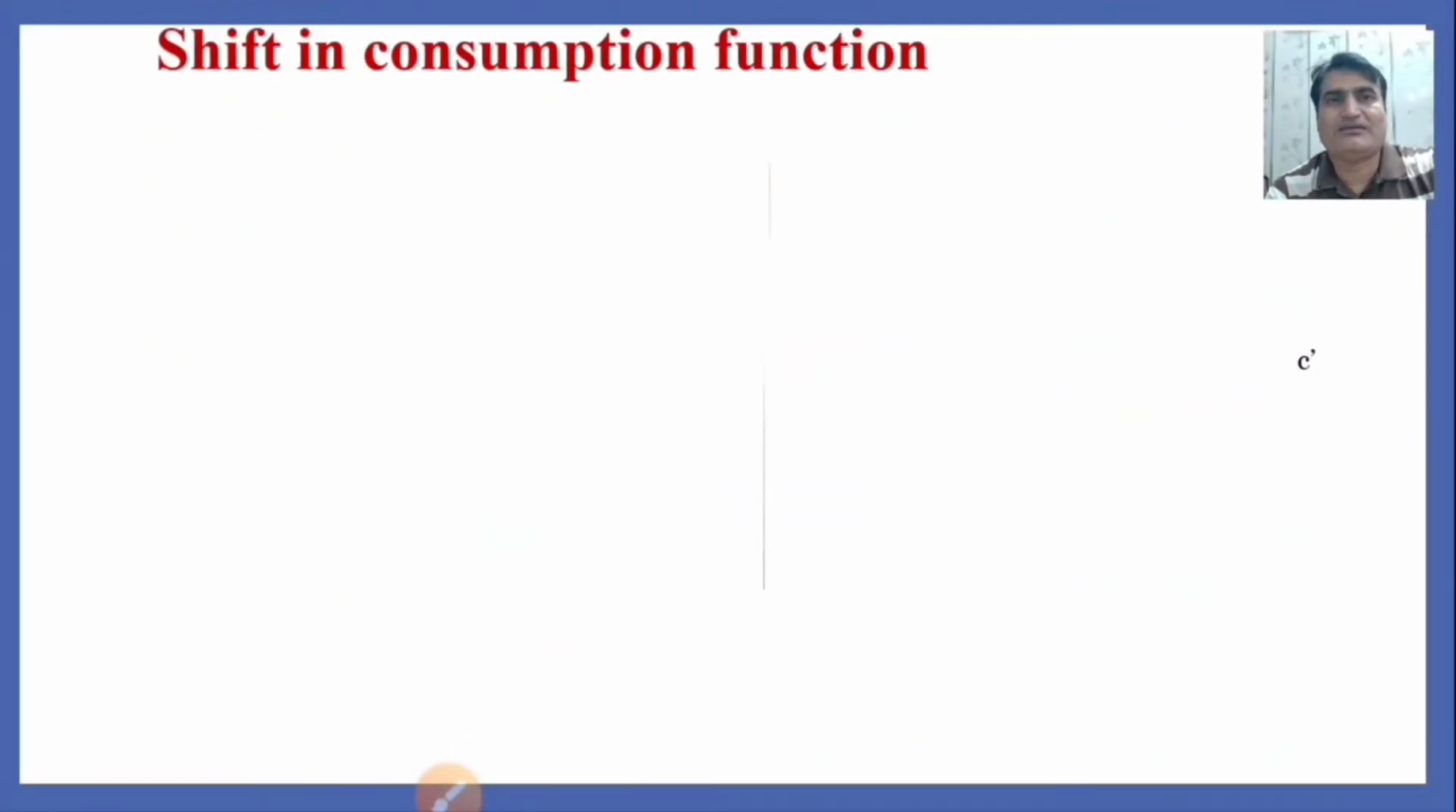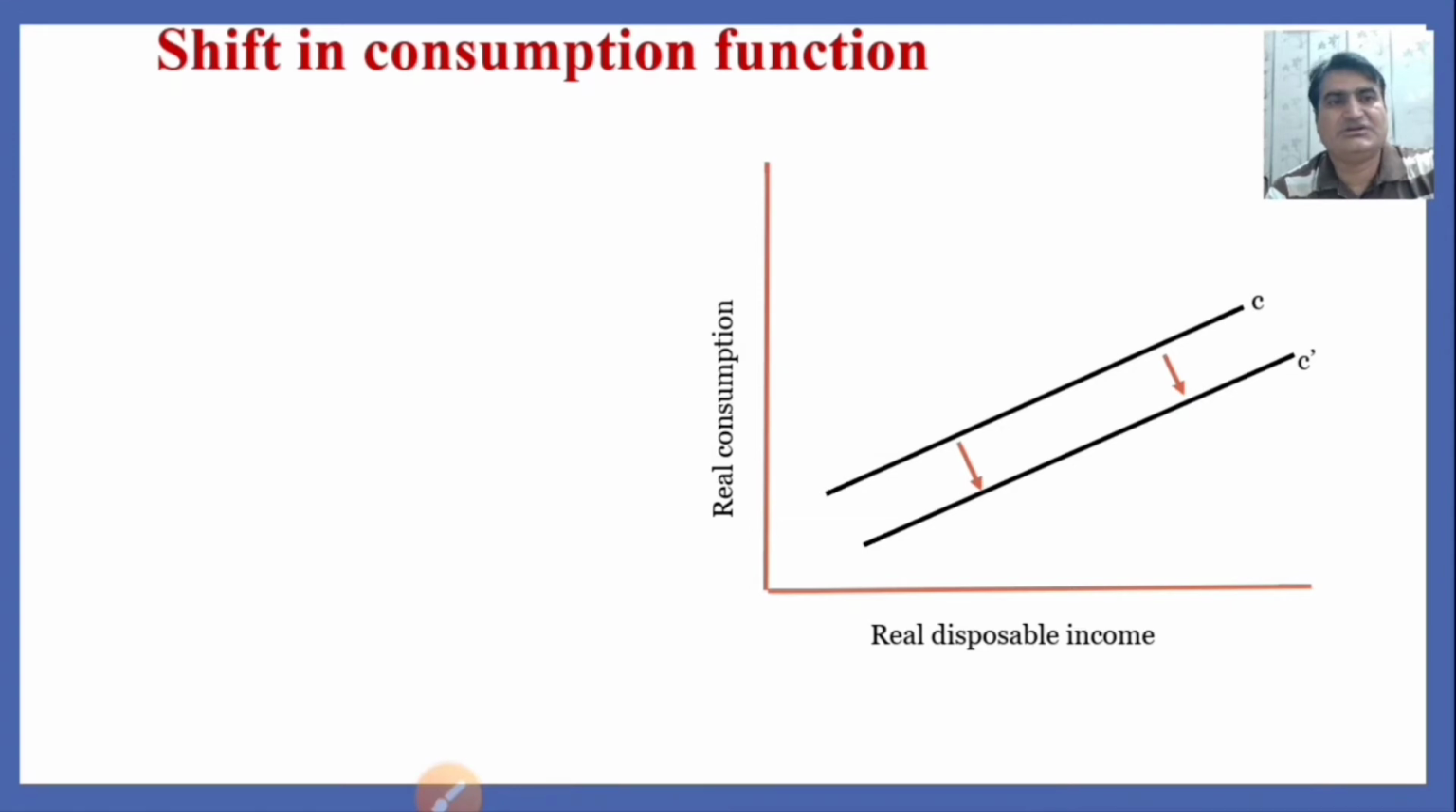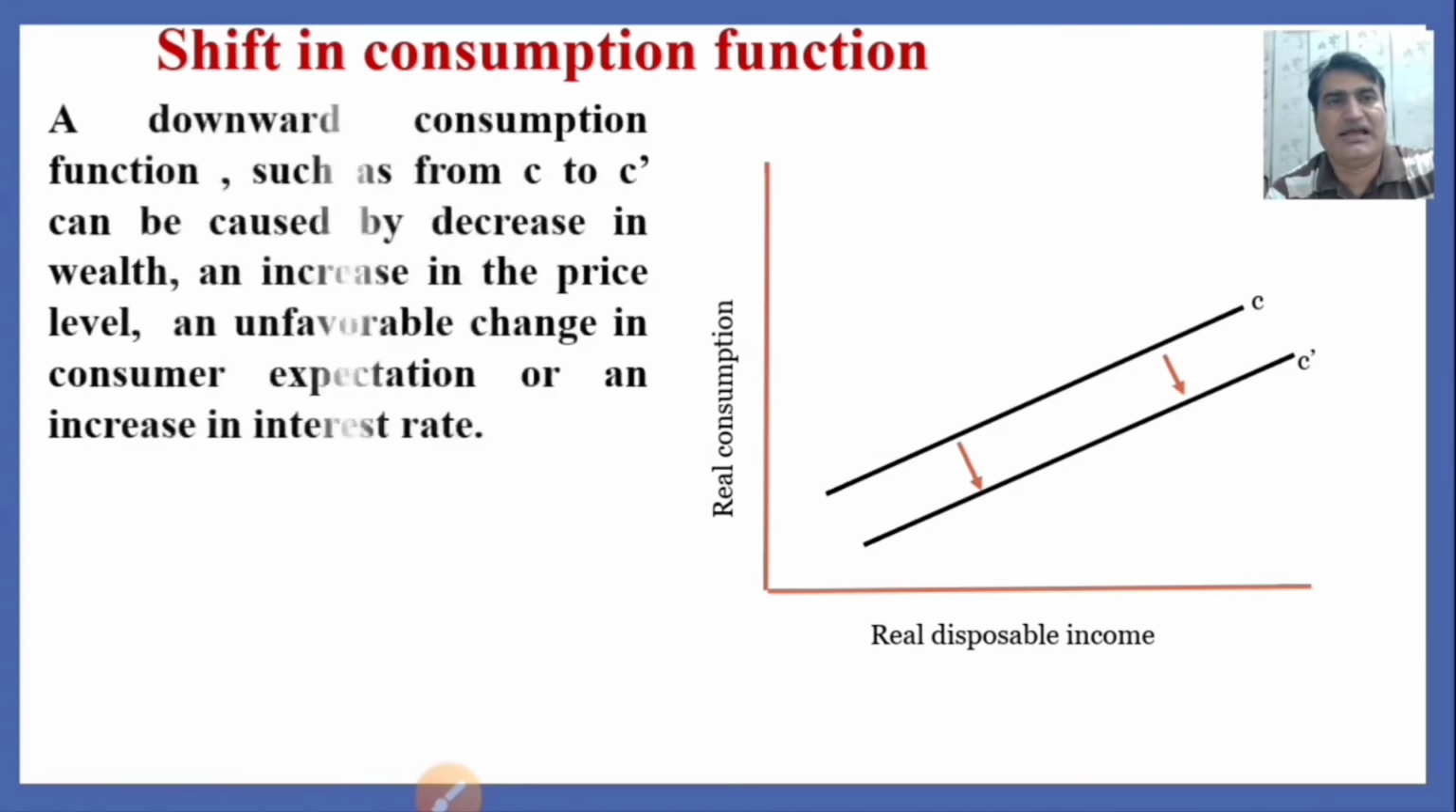So what are those factors which cause the shift in the consumption function? As you can see here, this is the real consumption and this is the real disposable income. The initial consumption expenditure is C. The consumption function shifts downward from C to C dash. It means a downward shift such as from C to C dash can be caused by a decrease in wealth, an increase in the price level, an unfavorable change in consumer expectations, or an increase in interest rate.